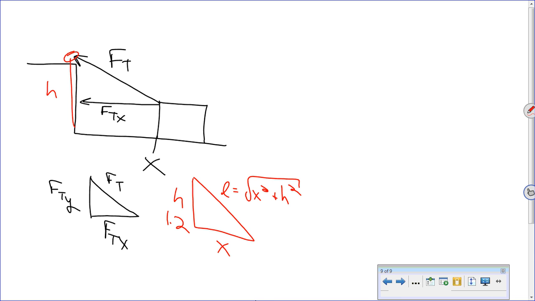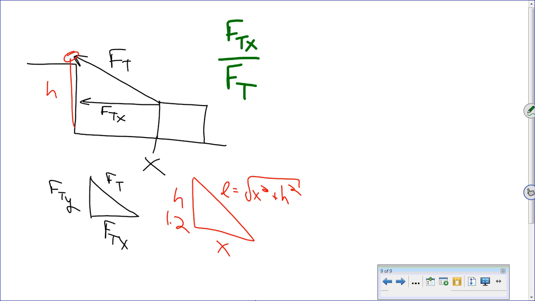All right, so I want to write an expression. Remember, our known value in this triangle is the force of tension, right? And I want to write an expression for the x component in terms of that and h and x. Follow? So I'm going to write the following equality. The force of tension in the x direction is to the tension force. In other words, the horizontal part is to the hypotenuse as the horizontal part is to this stupid square root.